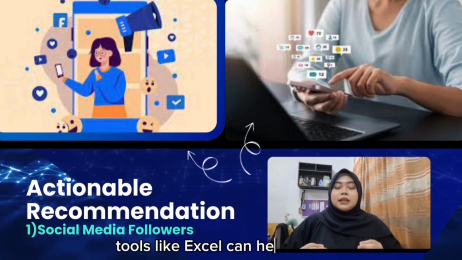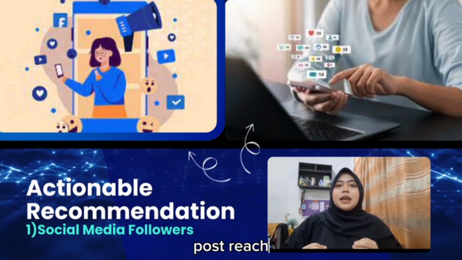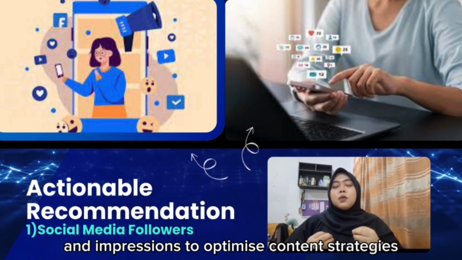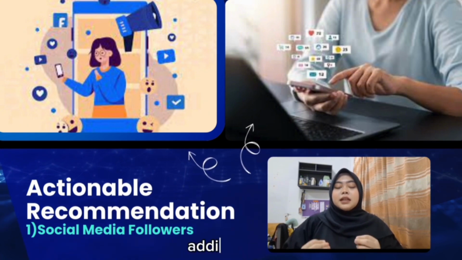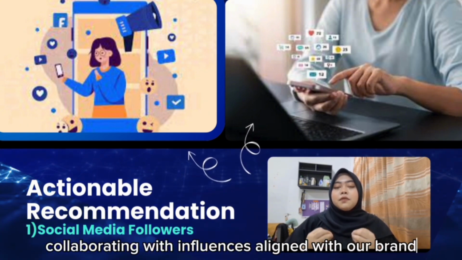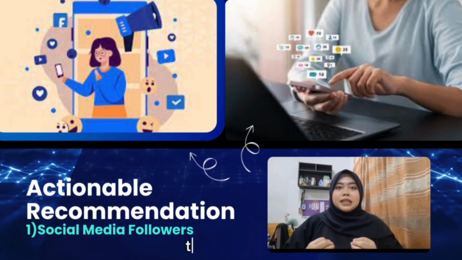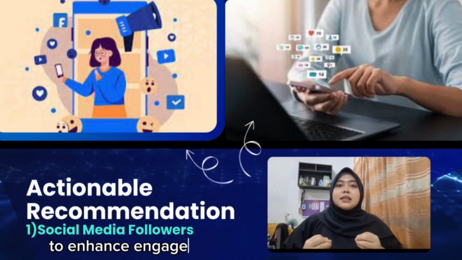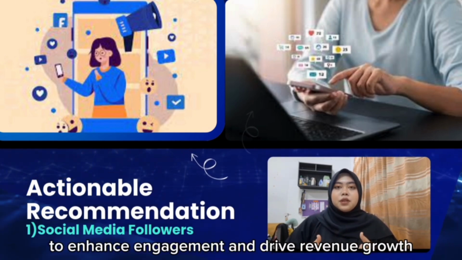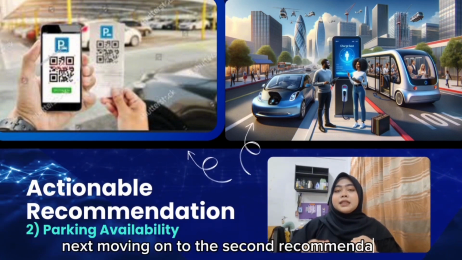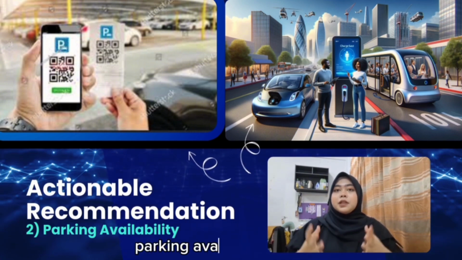Tools like Excel can help analyze post reach and impressions to optimize content strategies. Additionally, collaborating with influencers aligned with our brand can further expand our reach. This step aims to enhance engagement and drive revenue growth. Next, moving on to the second recommendation, parking availability.